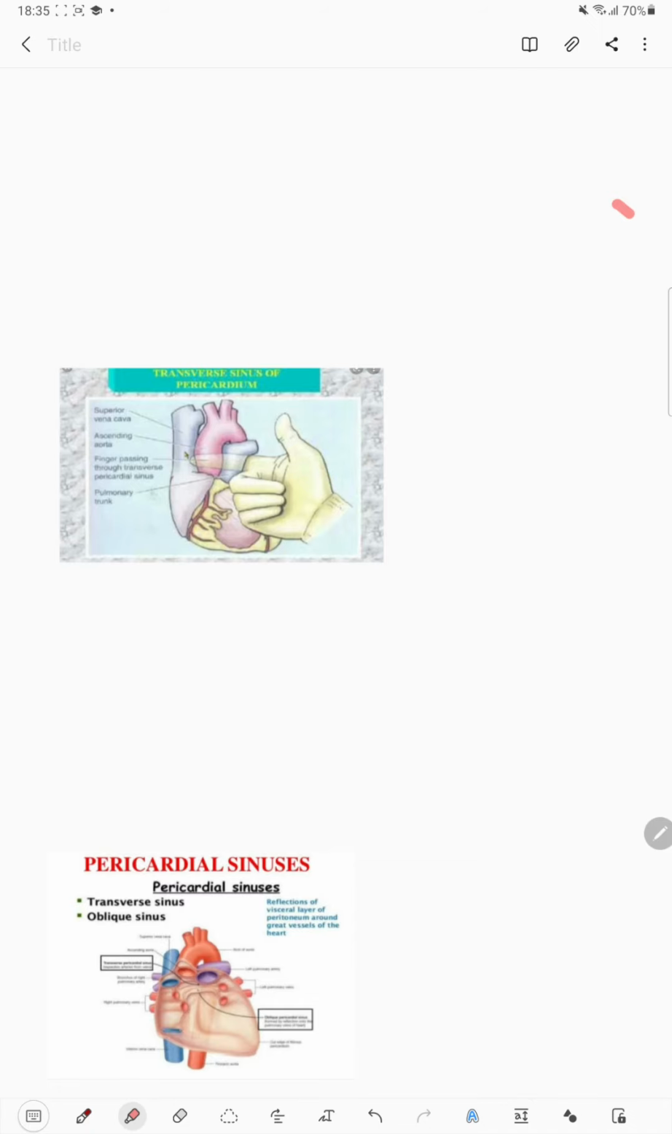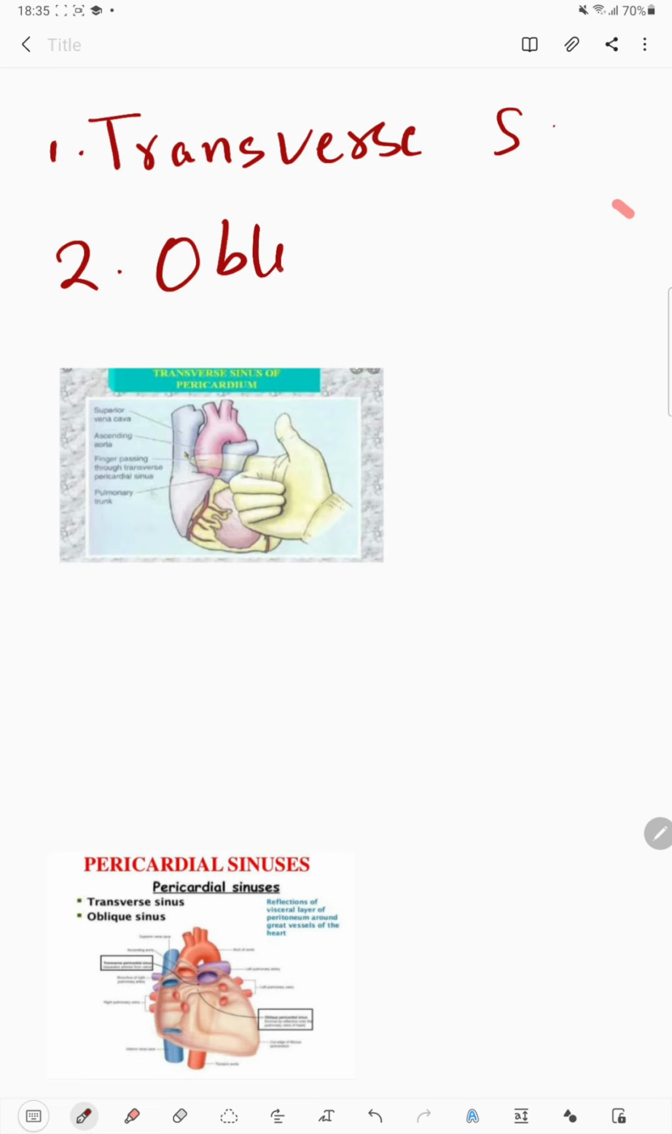One is your transverse sinus, and the second one is your oblique sinus. All right. Now, what is this transverse sinus in the heart?